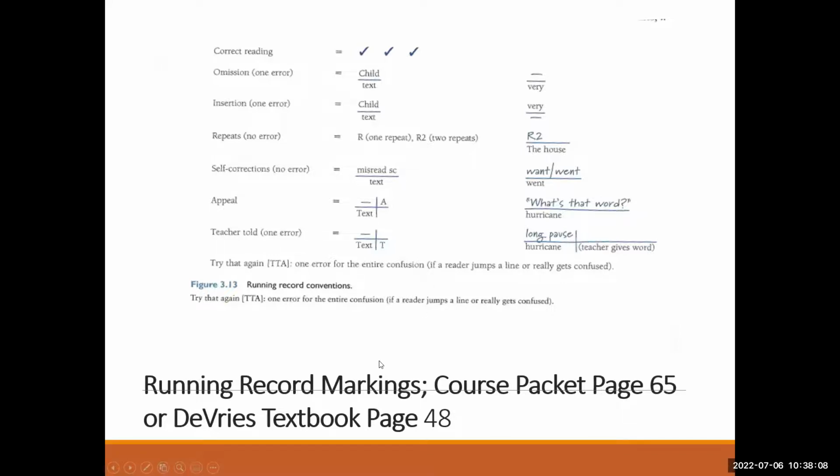Sometimes a child will ask for help. We call that an appeal. And when they ask for help, that basically is an omission because they don't say the word, but we also want to recognize the behavior that they're asking for help. So we write it like an omission. We put the blank line above the word, and then we also put an A out here to show that they appealed to us for help. You could write out "what's that word," if that's what they said, or whatever they say, you could put that under it in quotes, or you could just draw the line and put the A for appeal above the word hurricane. Either one is appropriate.